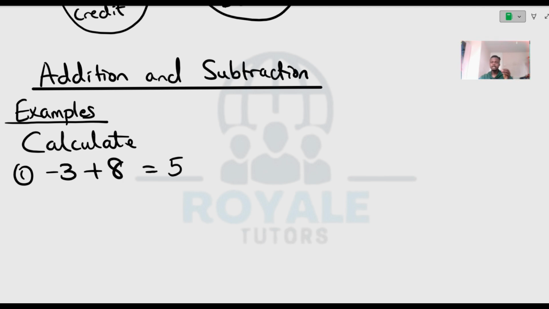-3 plus 8. We took out 3, but we put in 8. So out of the 8, we already took out 3. What we have left is 5. That means it is positive 5.